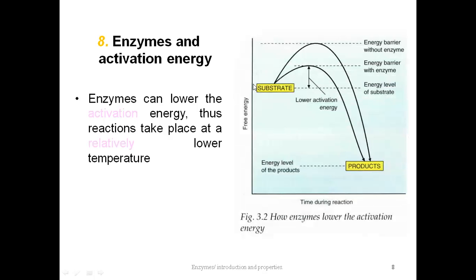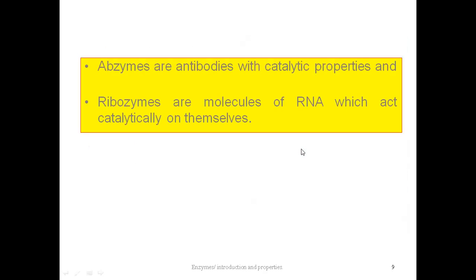Now, this is how the activation energy is going to be reduced. This is the free energy of the substrate. It has to acquire this energy barrier before the reaction takes place. So products are always at a very low level. Enzymes reduce the activation energy and make it easier for them to carry on the reaction. Enzymes are antibodies with catalytic properties, and ribozymes are molecules of RNA which act catalytically on themselves. I have told you the example of peptide transferase.